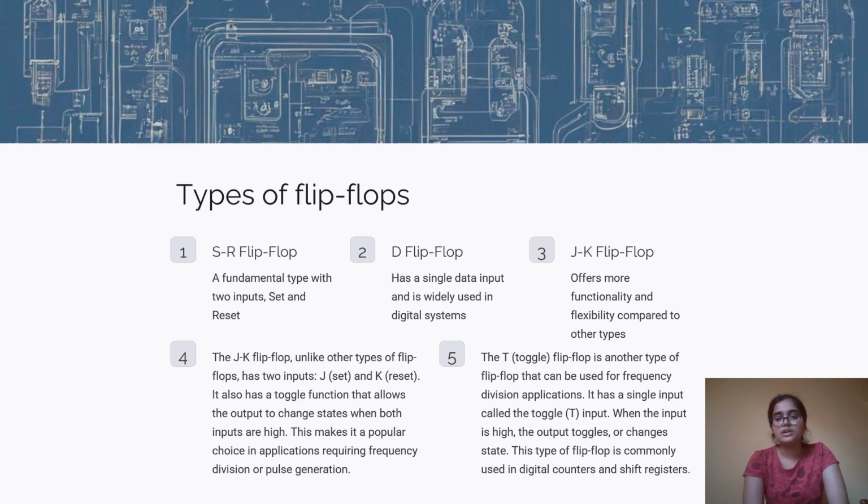Fifth is the toggle flip-flop. It is another type of flip-flop that can be used for frequency division applications. It has a single input called the toggle input. When the input is high, then the output toggles or changes state. This type of flip-flop is commonly used in digital counters and shift registers.